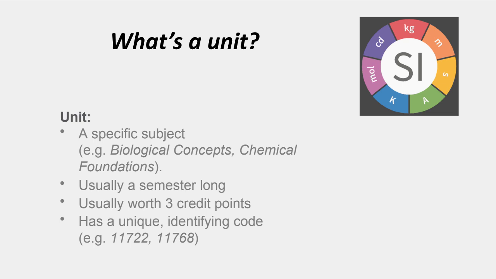So a unit is a specific subject, and some examples here: biological concepts, chemical foundations. You will be doing some of those units. It usually goes for a semester, and usually it's worth 3 credit points, and it has a code. That's why you will hear your unit conveners talking about, oh yeah, unit 11722. And as a PD, I'm supposed to learn all of these codes at some point. That's why you will hear us talking about numbers. That's what we're referring to, because each unit has a unique code, okay?